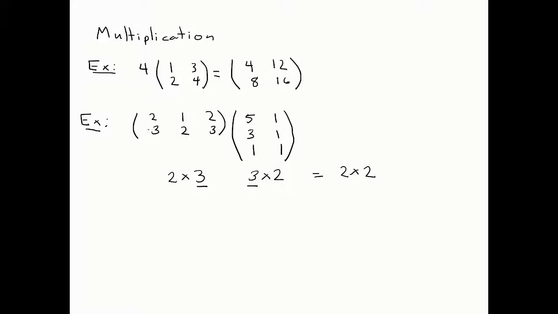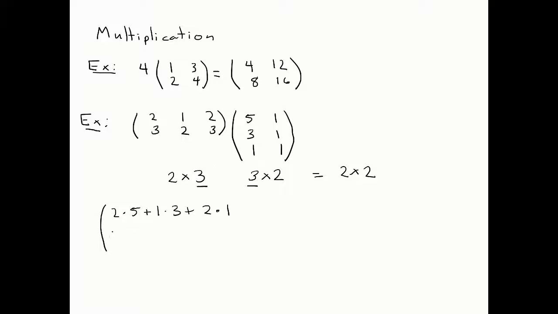So the reason is that when you do matrix multiplication, you multiply the first row times the first column to get the entry that goes in the first row and the first column, and so forth. But let's look at what that looks like. So to get the first row in the first column, we take 2 times 5 plus 1 times 3 plus 2 times 1.